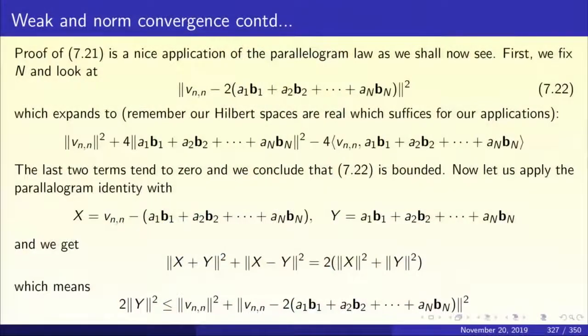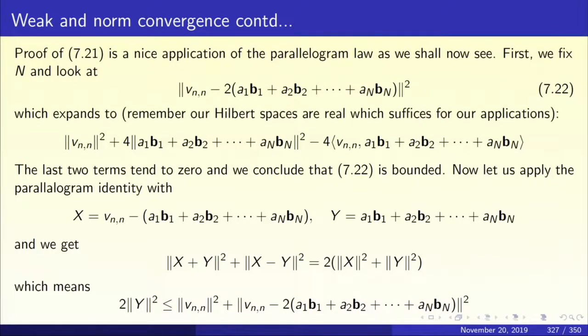In a Hilbert space, if V and W are two vectors, norm V plus W squared plus norm V minus W squared is twice norm V squared plus twice norm W squared. So first let us fix a capital N and let us look at 7.22, norm of Vn minus twice a1 b1 plus a2 b2 plus etc. plus an bn the whole squared, and let us expand this.